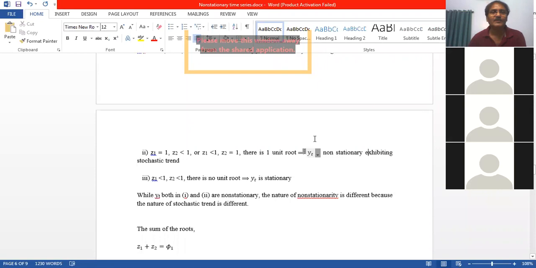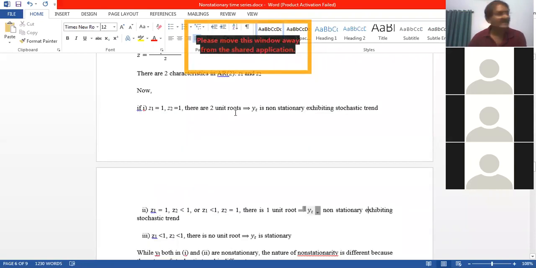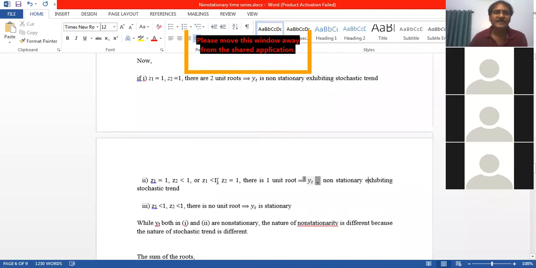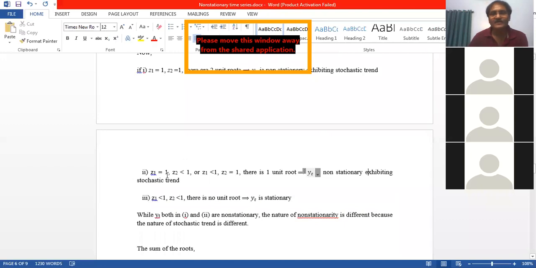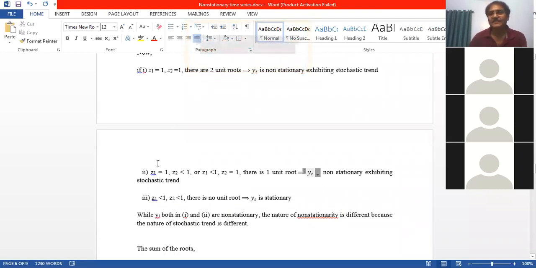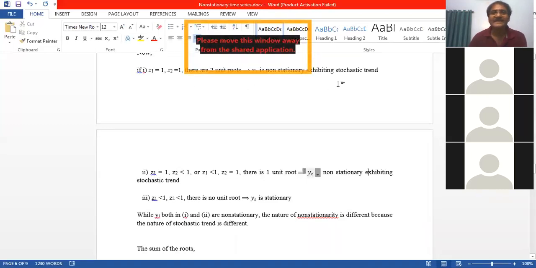One situation, both the roots are equal to 1. And in this case, we can say the series will contain 2 unit roots. In the second alternative, the value of one root is equal to 1 and the other root is less than 1. In this case, the series contains 1 unit root. In alternative 1 and alternative 2, both cases, YT will be non-stationary with stochastic trend. But the nature of non-stationarity in case 1 and case 2 will obviously be different.